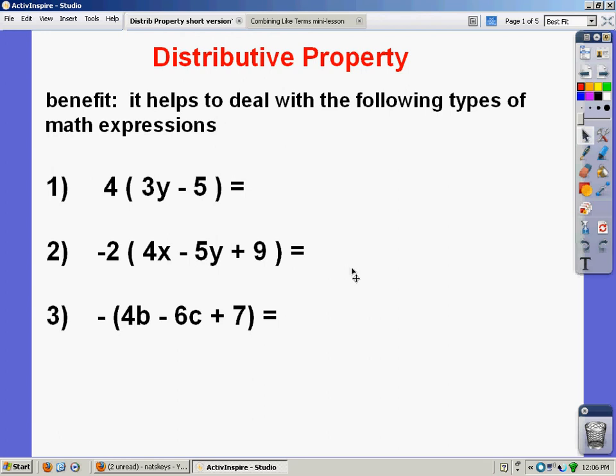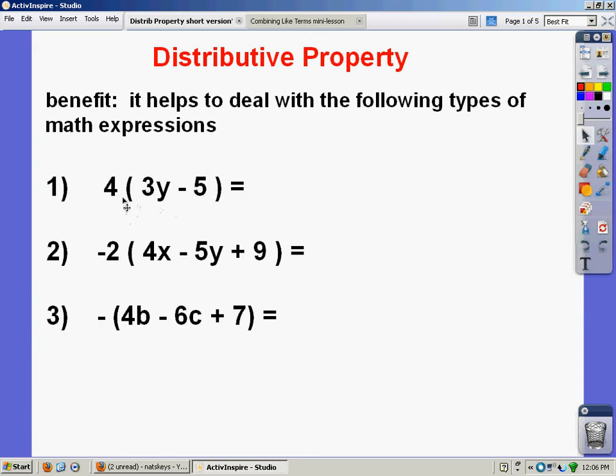Okay, today's mini lesson will be on the distributive property and a specific application of it. It has more than one application, but for our purposes, the benefit of the distributive property is it tells us how to deal with this kind of math expression, when we have some number multiplying something inside the parentheses. What's inside the parentheses? It could be 2 or even more math terms.